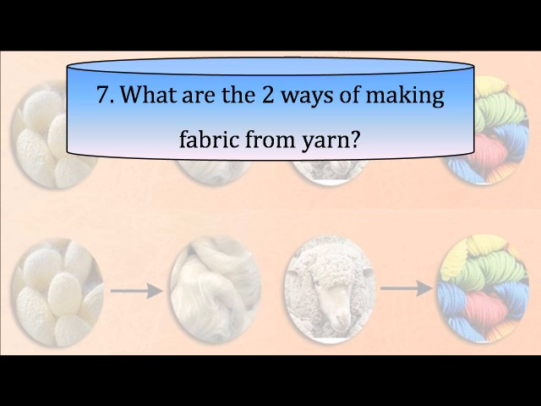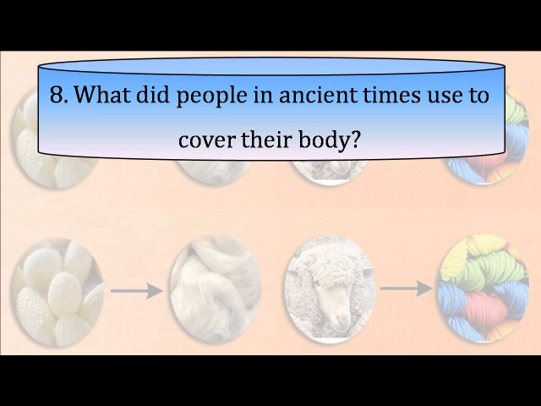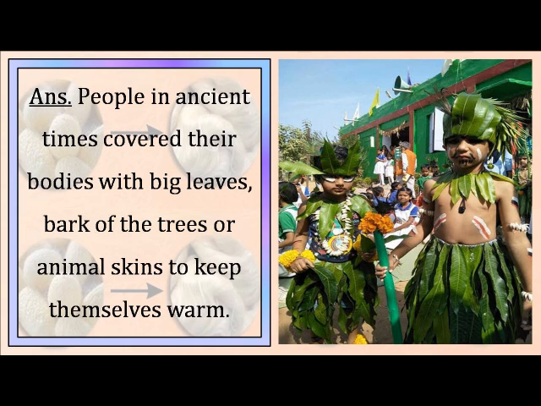Seventh question. What are the two ways of making fabric from yarn? The two ways of making fabric from yarn are weaving and knitting. Eighth question. What did people in ancient times use to cover their body? People in ancient times covered their bodies with big leaves, bark of the trees or animal skins to keep themselves warm.